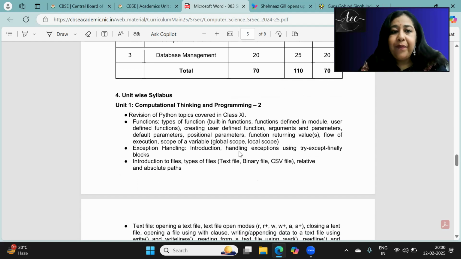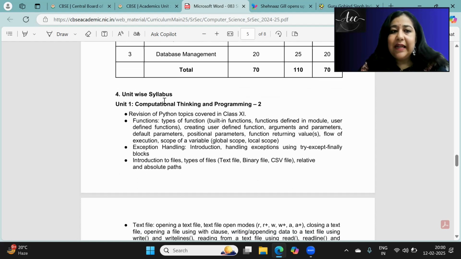So let's see the detailed syllabus. If you see the detailed syllabus unit wise, unit 1 is your computational thinking and programming, where the first topic is revision of Python topics covered in class 11. So whichever book you're following, whichever book the school has told you to follow, in that you will be having your first two chapters as revision tour 1 and revision tour 2, right?